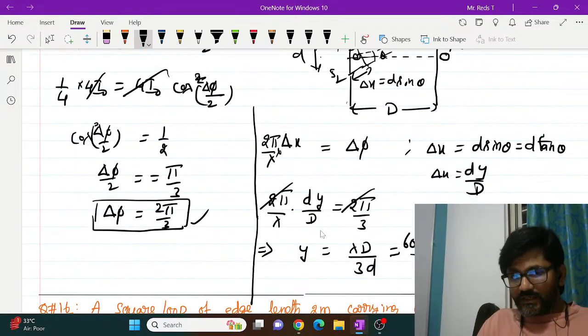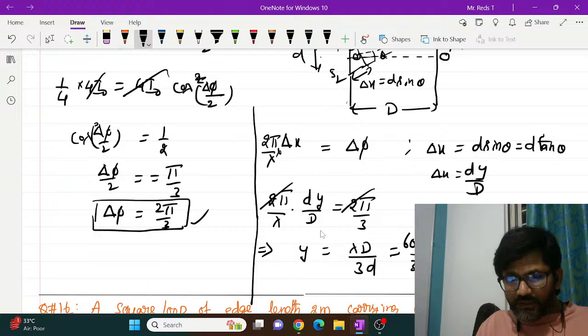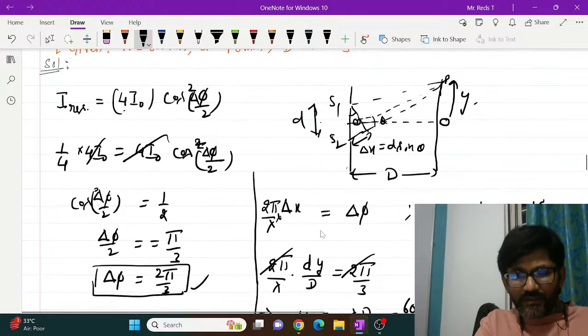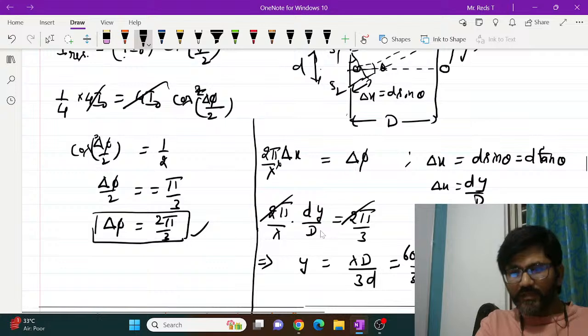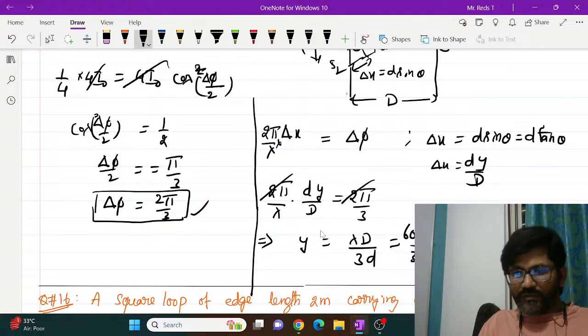So it is lambda D by 3 into 1 millimeter. Wait, lambda is how much? 600 nanometer, right? 600 nanometer is 10 to the power minus 9, so do calculations properly. Capital D is 1 meter. So 10 power minus 9 divided by 10 power minus 3 gives 10 power minus 6 here. And 600 divided by 3 is 200. So it is equal to 200.